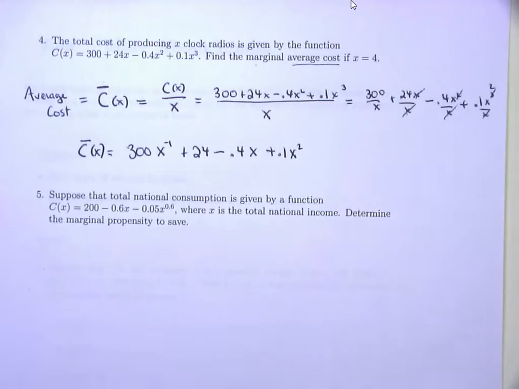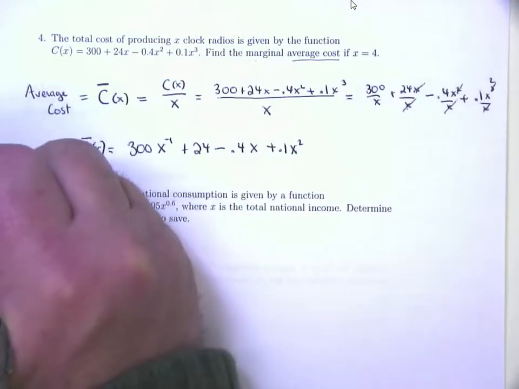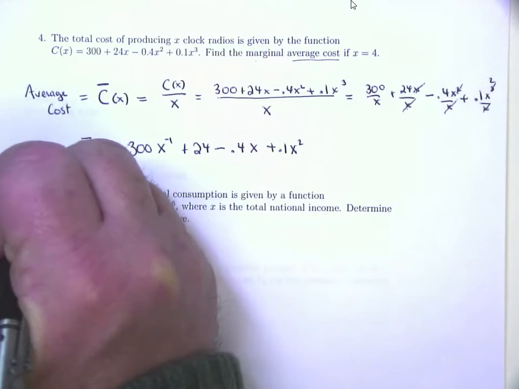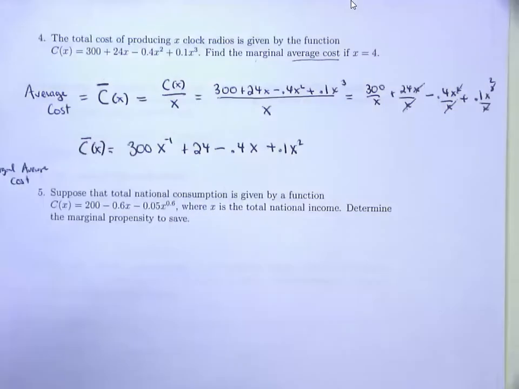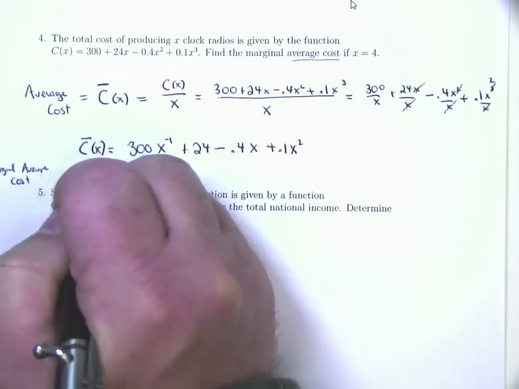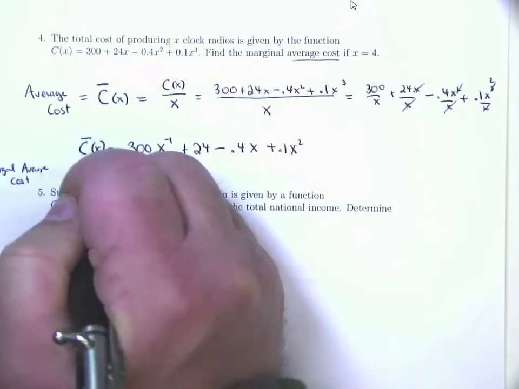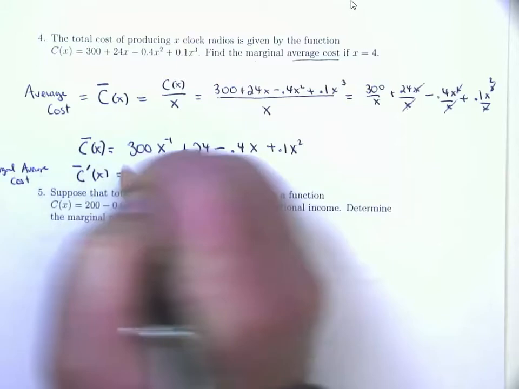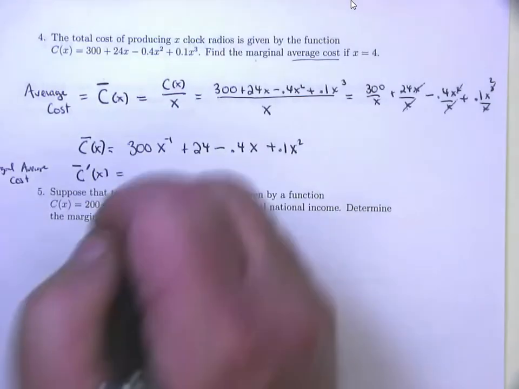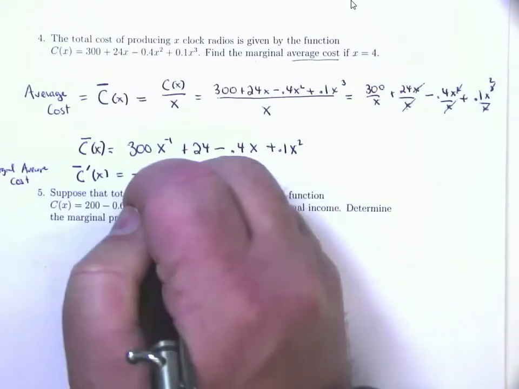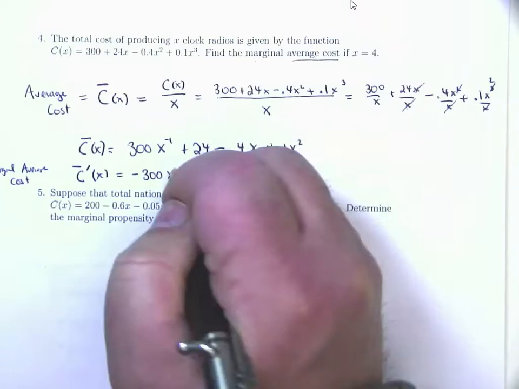So now we want to figure out what the marginal average cost is going to be. What does marginal mean? Derivative. So this will be c bar prime of x. So let's take the derivative. What's the derivative of 300x to the negative 1? Bring down your power. Negative 1 times 300 is negative 300x, and subtract 1, negative 2.